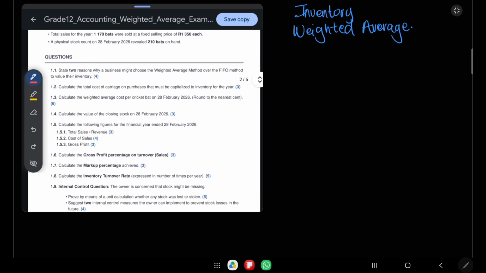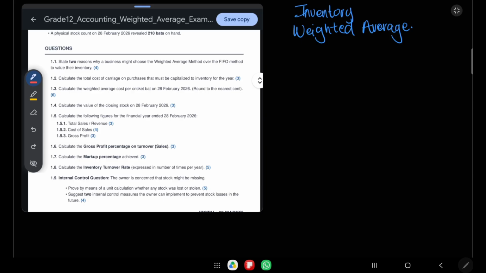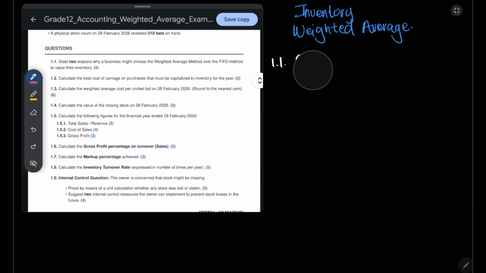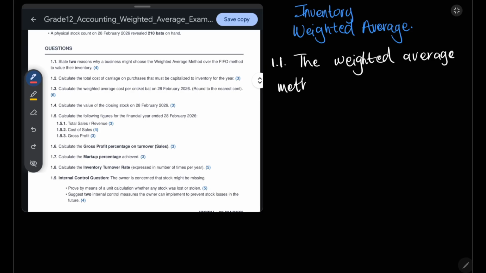Let's move to our questions. We have 1.1. State 2 reasons why a business might choose the weighted average method over the FIFO method to value their inventory. They basically want you to state the advantages of the weighted average. Why should you use the weighted average? Because it is simpler. The weighted average method is simpler and less expensive.